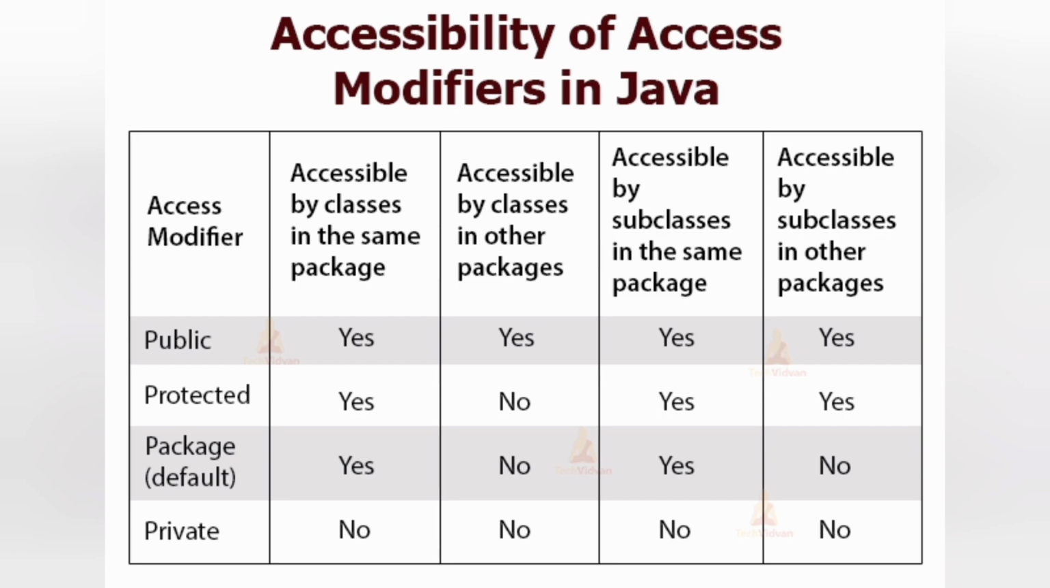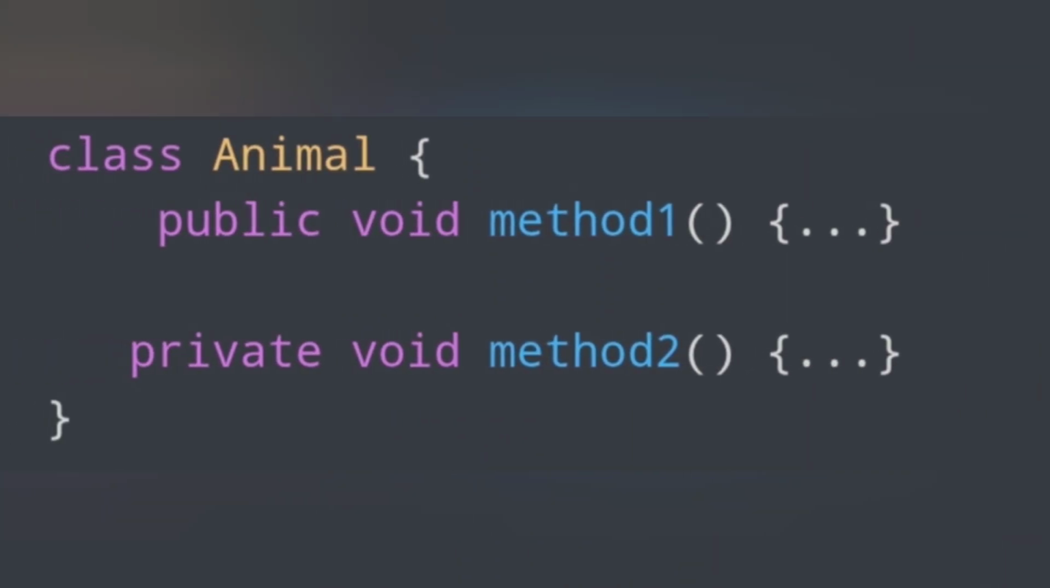We are going to see a small example. In this image, the method named method 1 is declared by the keyword public, and method 2 is declared by the keyword private. Public can be accessed by other classes also, but private cannot be accessed by other classes. These two keywords are the access modifiers used in Java programs, and they are also known as visibility modifiers.